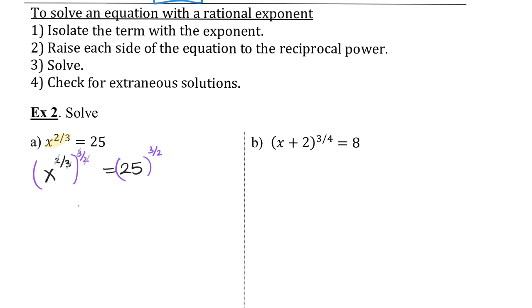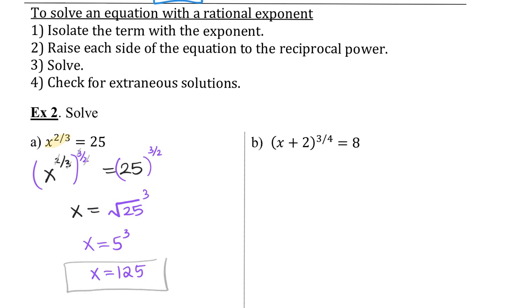Okay, so I get x equals 25 to the 3/2, which is the square root of 25 to the 3rd. So x is 5 to the 3rd, which means x is 125.